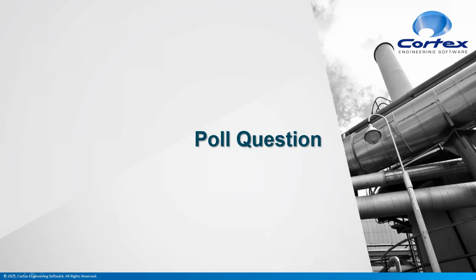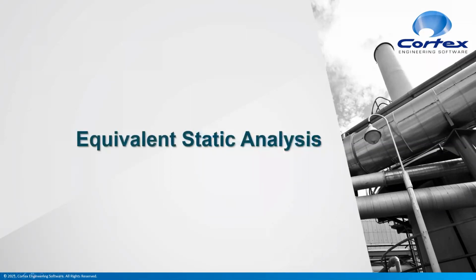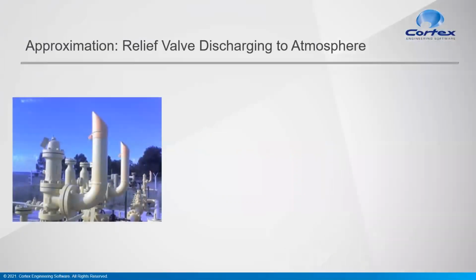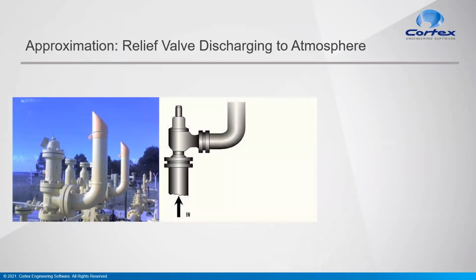Okay, so let's continue on with the equivalent static analysis, just to set the scene for the dynamic analysis. First thing we need to do in the static analysis is to define our loads. Now, I've shown here a pressure relief valve venting to atmosphere, but we can get a pretty good idea of what the forces might be in our piping system by looking at what happens when the relief valve vents to atmosphere. What happens is, as the gas vents, we get a reaction force.